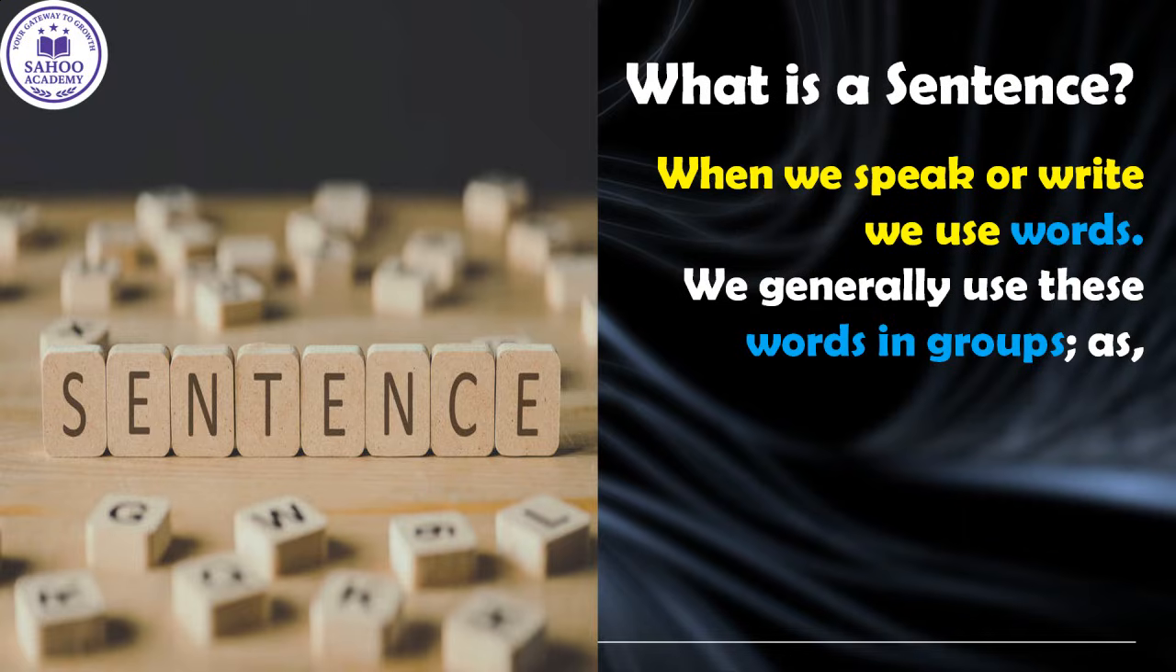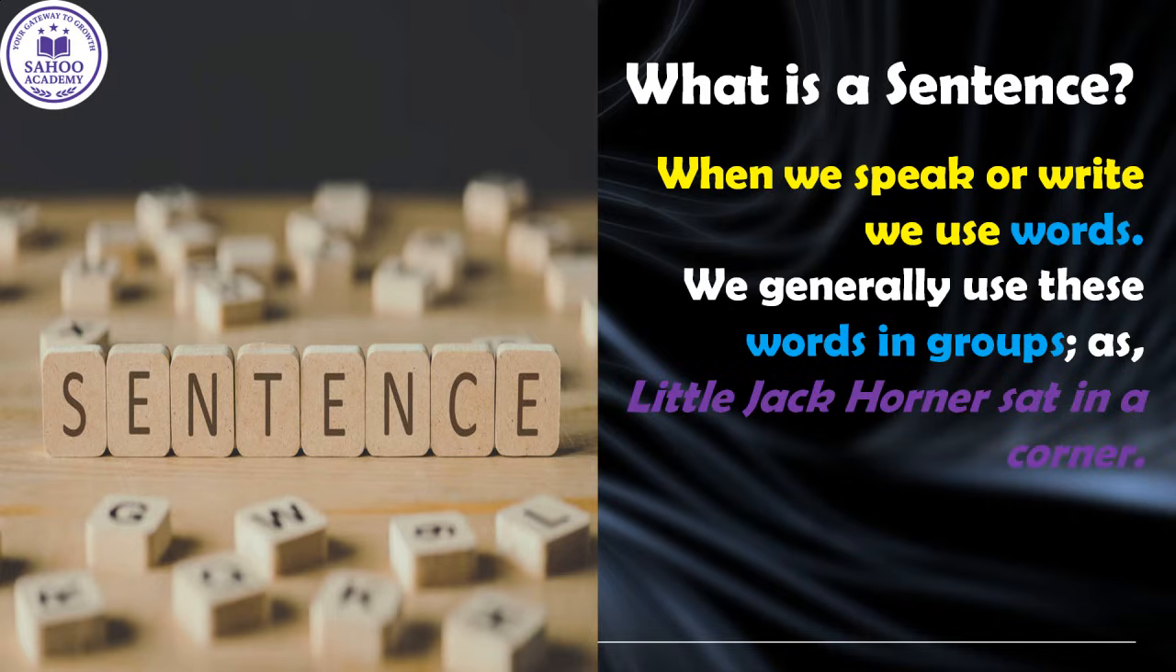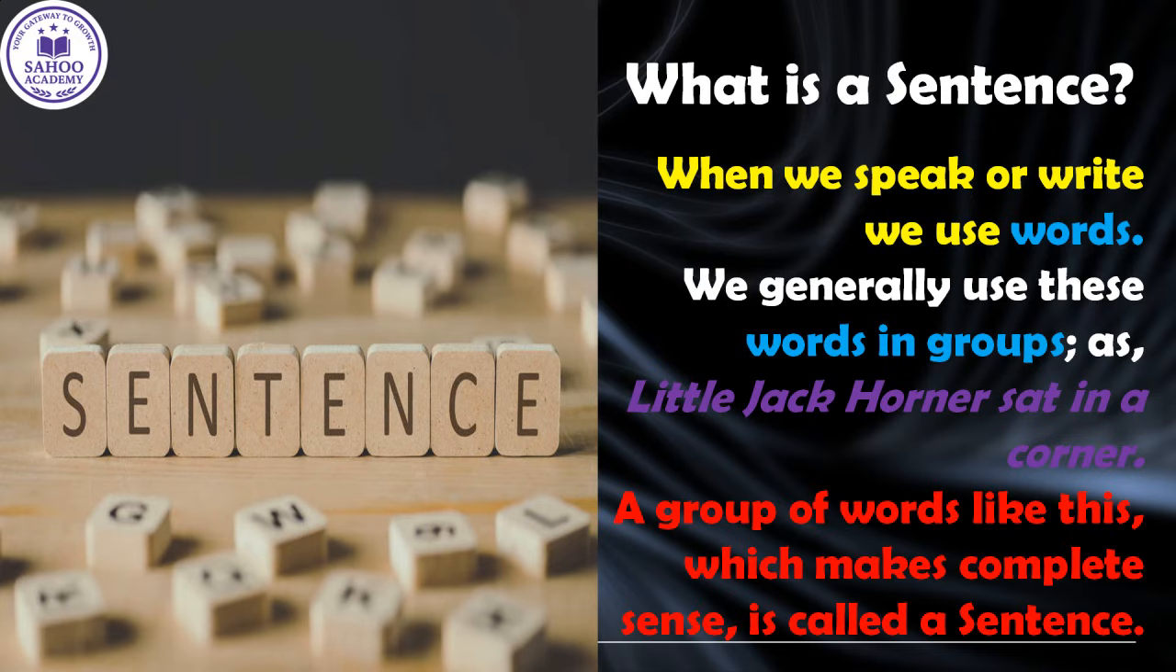To see this in action, let's look at the classic example here. Little Jack Horner sat in a corner. When we read that, we immediately understand a full and clear idea. We know who it is about and what he did. Okay? There is no missing information. Every word works together. That is the key. A random group of words like sat, corner, in a does not make sense. But Little Jack Horner sat in a corner does.